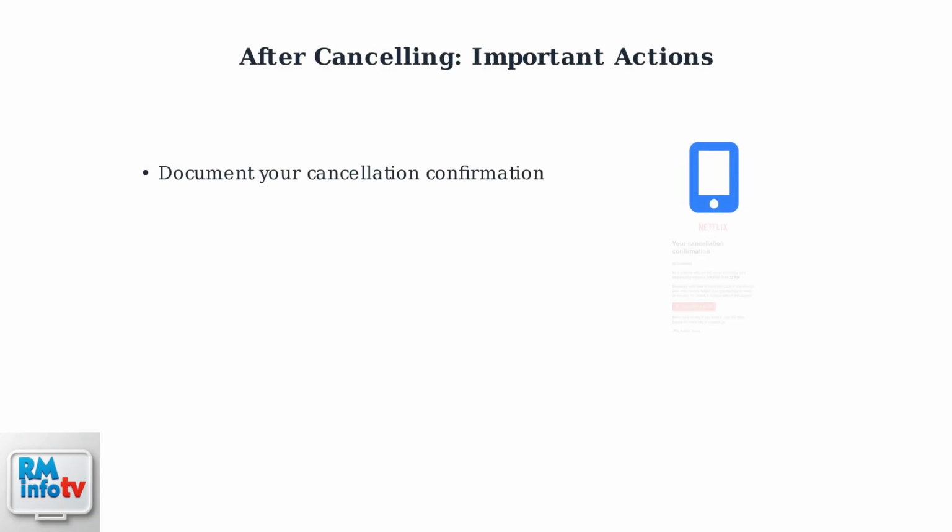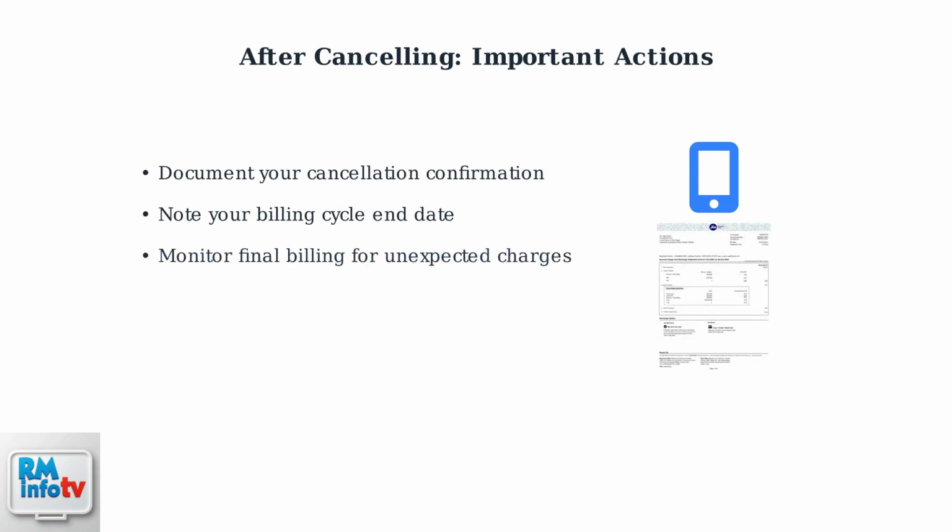First, make sure to document your cancellation confirmation. Save any confirmation emails or screenshots as proof of your cancellation request. Note your billing cycle end date. Your DashPass benefits will continue until the end of your current billing period, so you'll still have access to free delivery during this time. Monitor your final billing statement carefully for any unexpected charges.